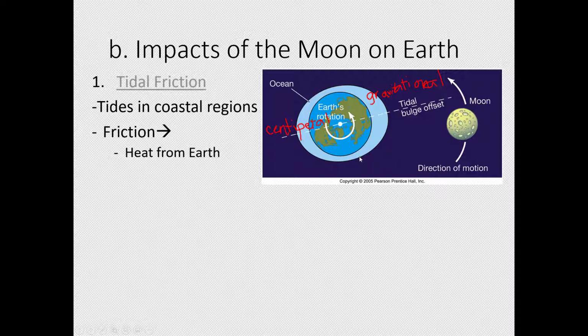The friction that we're talking about here is that as Earth is rotating, there's actually friction from the gravitational pull of the moon. The moon actually slows the Earth down just a touch, and it releases heat. But before we get to that, let's go to this fun little animation.